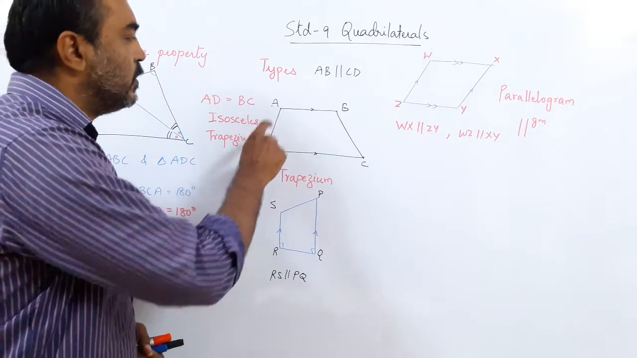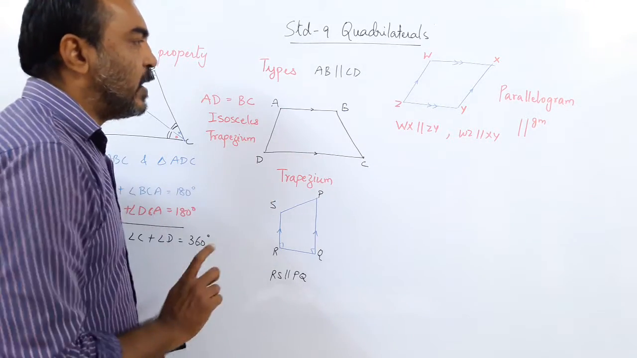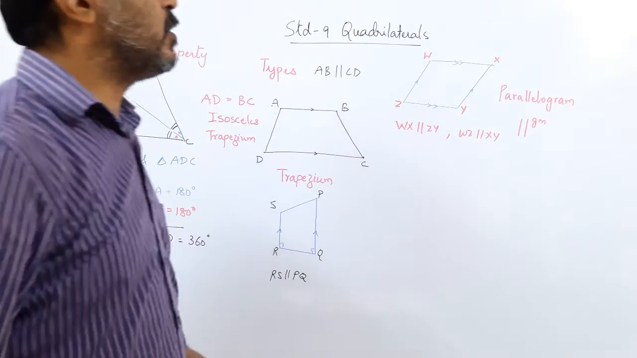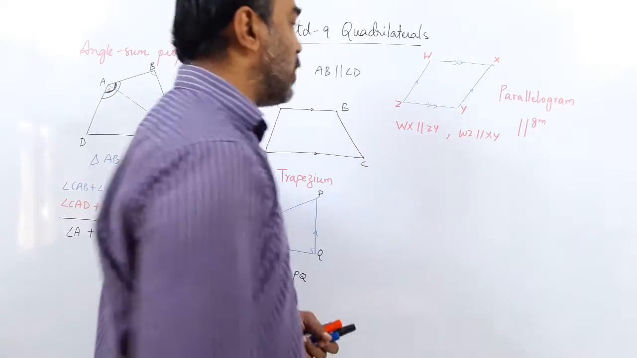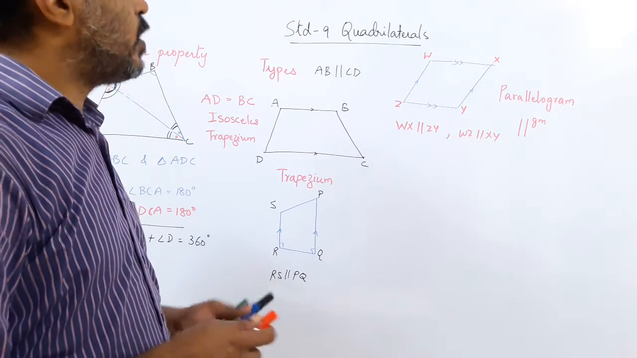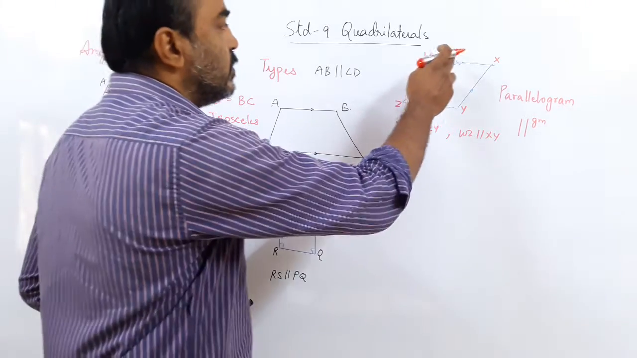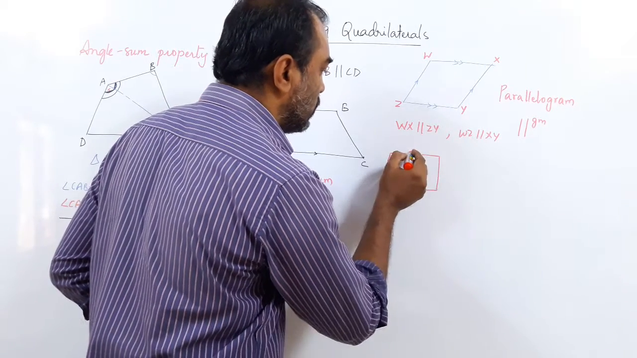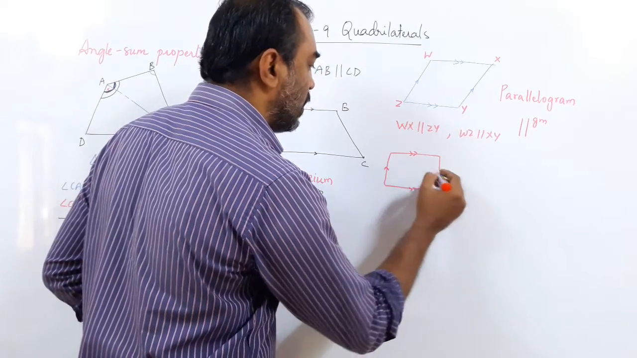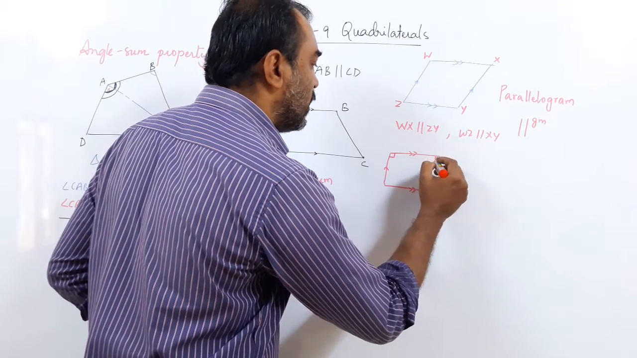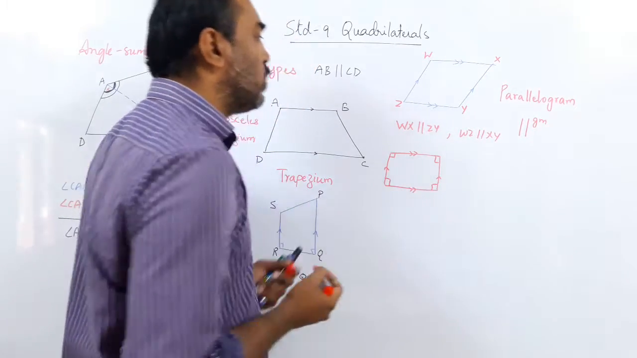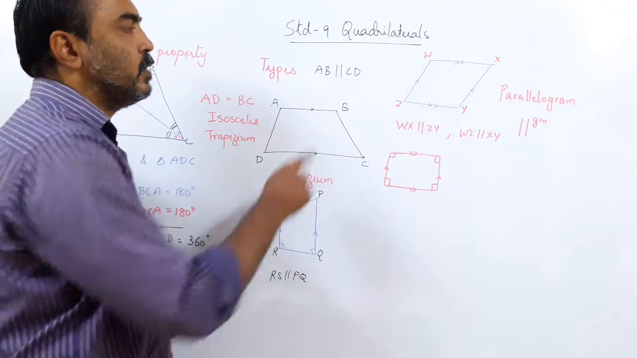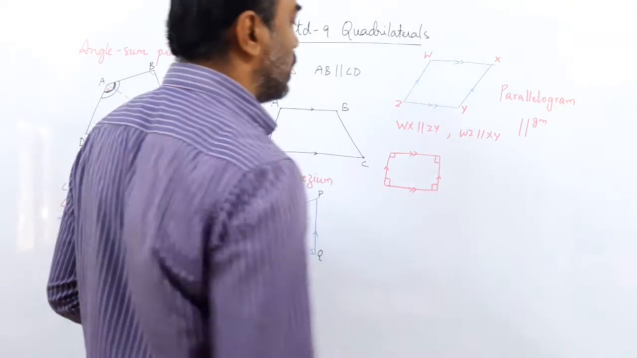So what is a trapezium? If only one pair of opposite sides is parallel, it is a trapezium. But if both pairs of opposite sides are parallel, it is called a parallelogram, sometimes written as parallel and GM. Now, what happens if there is a parallelogram whose opposite sides are parallel? Can you see this? The opposite sides are parallel and each angle is also 90 degrees. So there are two conditions here. One pair of opposite sides parallel, trapezium. Both pairs of opposite sides parallel, parallelogram.